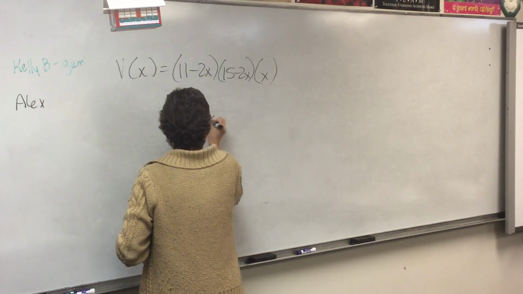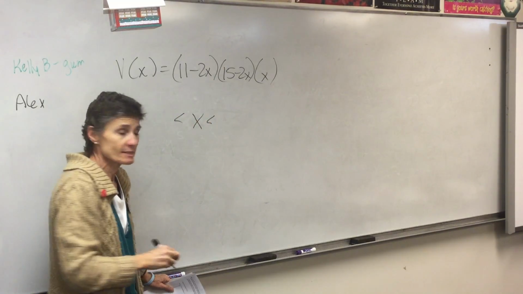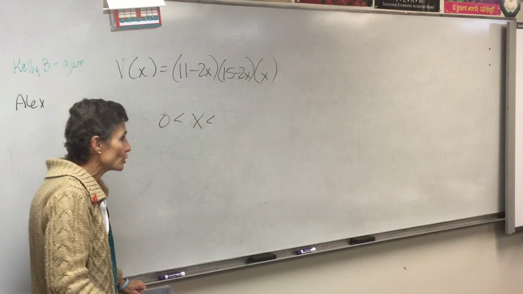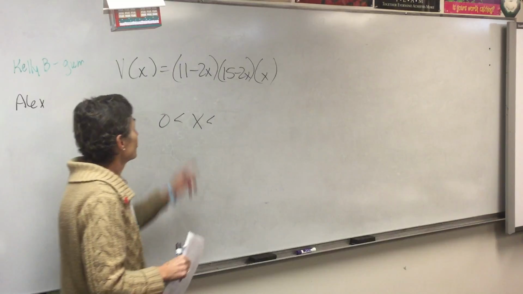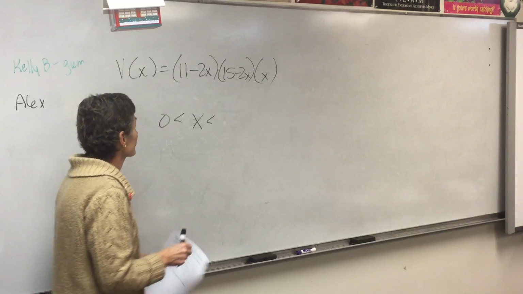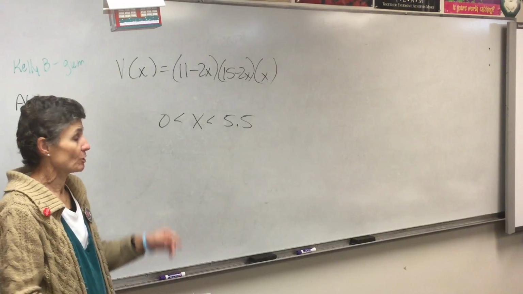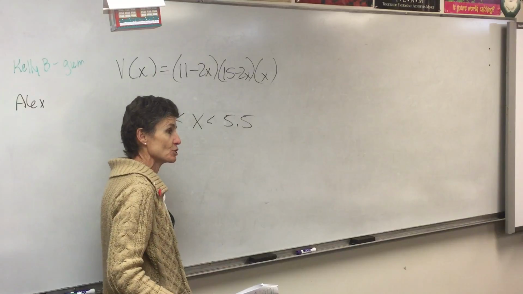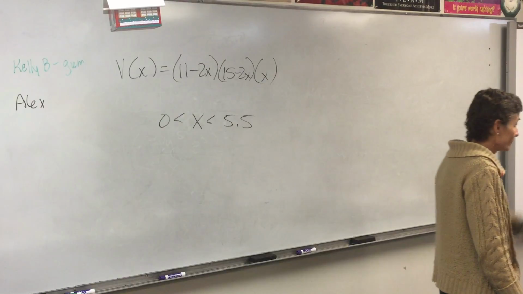Now, what about domain? Domain never changes. You want x between two things, and this one is always 0. X has to be a positive number. You can't cut out a negative corner. X has to be positive. For our problem, what's this upper limit? 5.5. It's always half the smallest dimension. We talked about that. It's always half the smallest dimension. So my smallest dimension is 11. Half of 11 is 5.5.